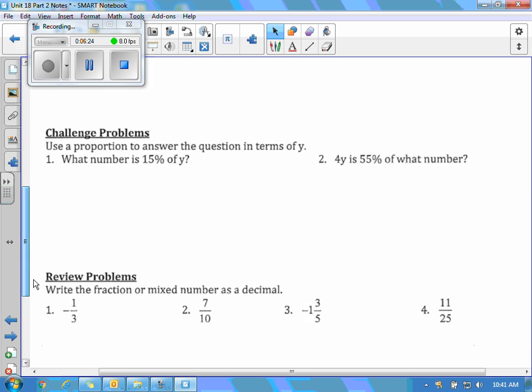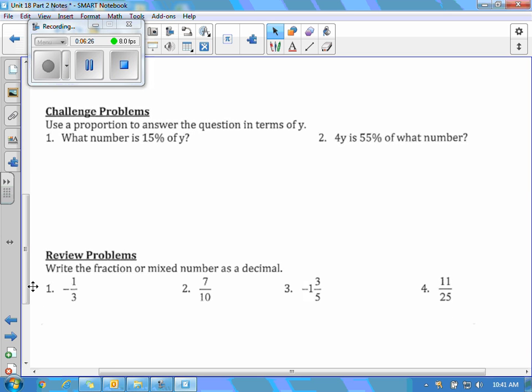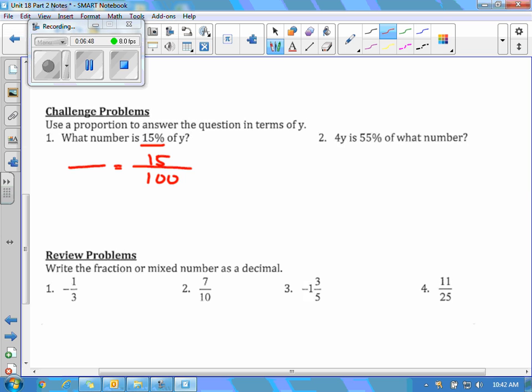If you scroll down to the bottom, there's some challenge problems, and there's also some review problems. So I'll do one challenge problem for you and then have you try the other one. These challenge problems are still percents. We're still using proportions. It says what number is 15% of y? So we have a proportion. 15%, we know it's going to be 15 over 100. It says what number is, so we're looking for the top. And y is the bottom.